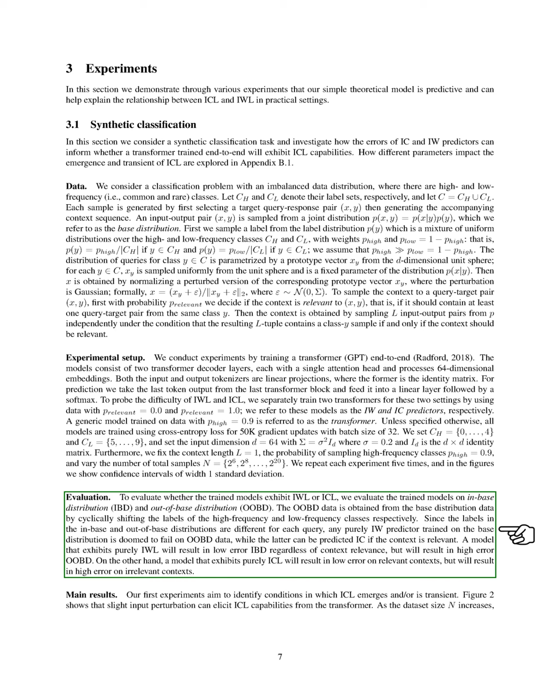A model that only exhibits IWL will show low error on IBD regardless of context relevance but will perform poorly on OOBD. Conversely, a model that only demonstrates ICL will have low error on relevant contexts but high error on irrelevant ones.